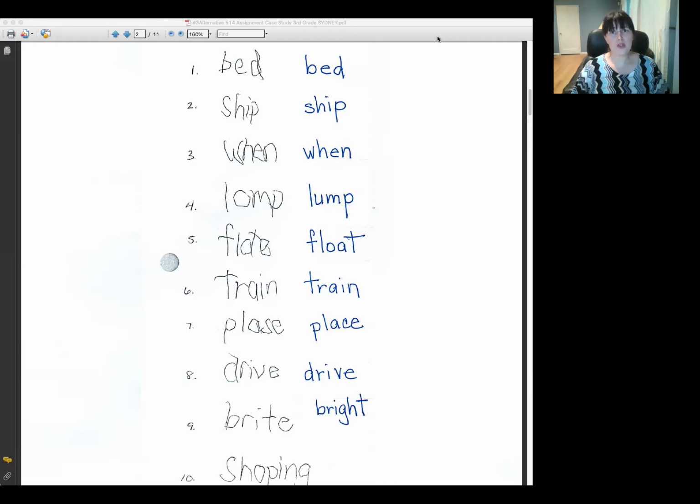Doing too many words could be overwhelming to the students, so stick to around 10 words or less, depending on the age.